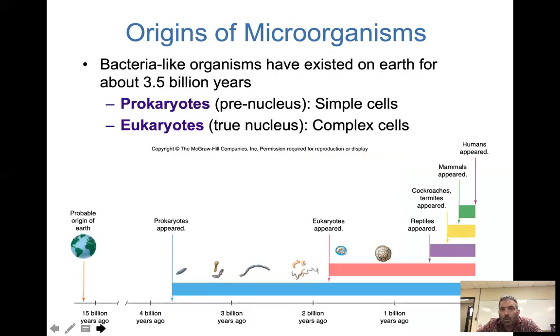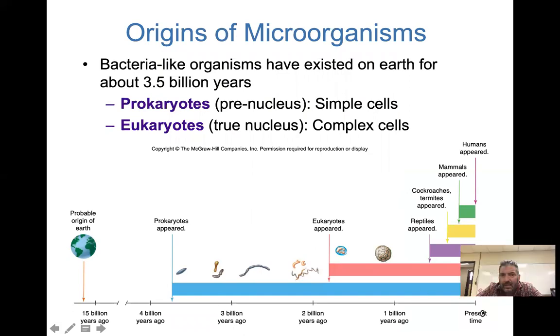All right, so origins of microorganisms. If we look here, we can see that the planet's been around for 15 billion years, okay? So we think we've been here a very long time, but we were the last species on the planet. The analogy I heard was, if we were looking at a clock and we started at midnight and went all the way around, we literally showed up at 11:55 p.m. That's how late we were to the show.